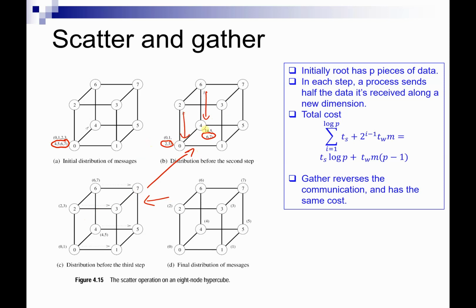And then finally, 4 is going to send to 1, right? And then you're going to end up here. And now you've finished your gather. Okay, so gather is just exactly the opposite of scatter, and so therefore it also has the same cost.